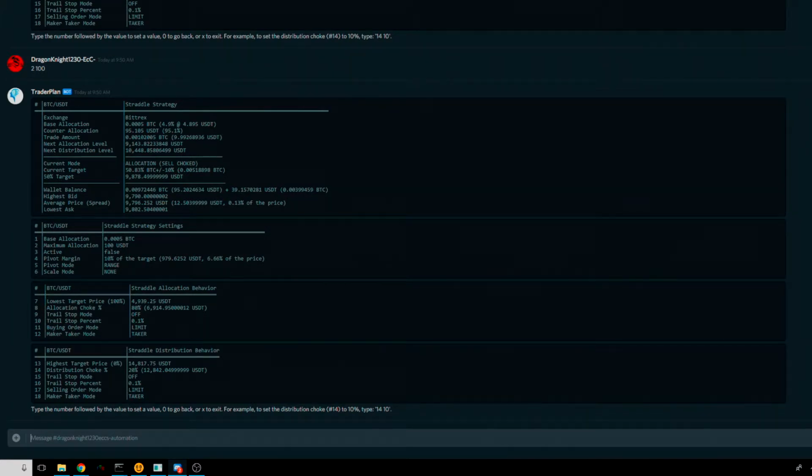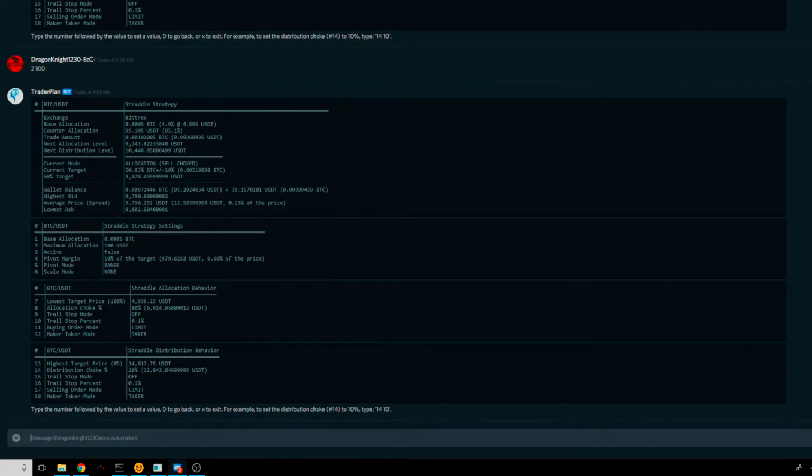Number three is false, which means this strategy is not currently running. That is set by default. If you wanted to change that, you can just type 3 true or just type number 3. It's like a toggle setting. Now I'm not going to do that at the moment. I always do that setting at the end, once I've set out all my strategy.